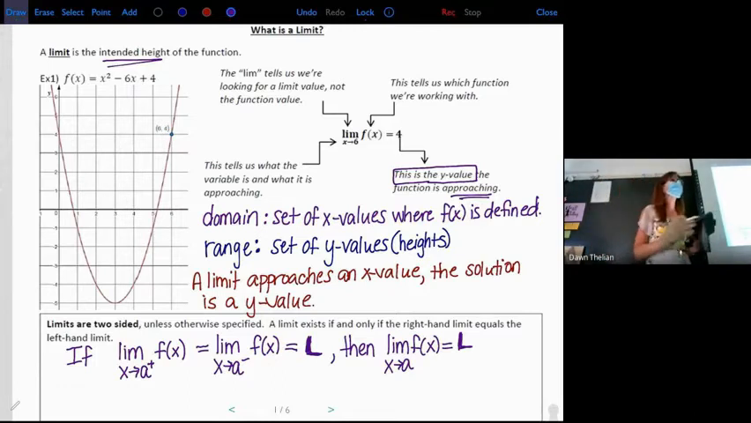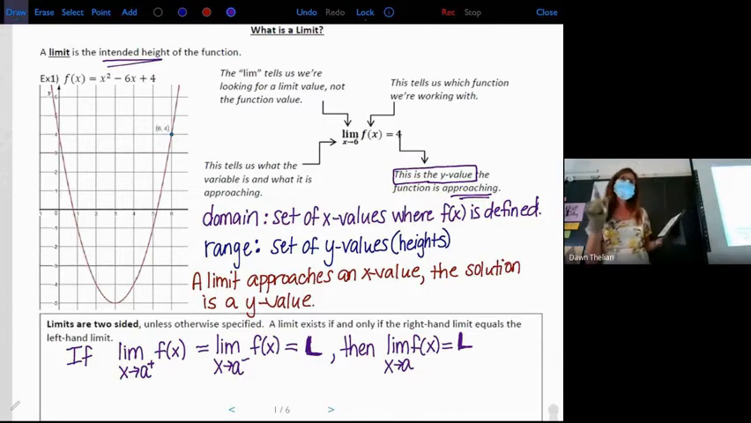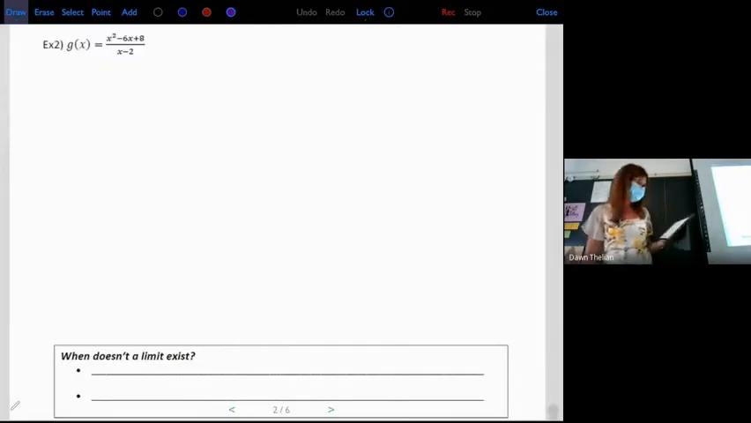Let's take a look, though. I'm using this expression, the height of the function. Let's take a look at an example where there might be an issue with the y value. So the second example I have here is g of x equals x squared minus 6x plus 8, all over x minus 2.